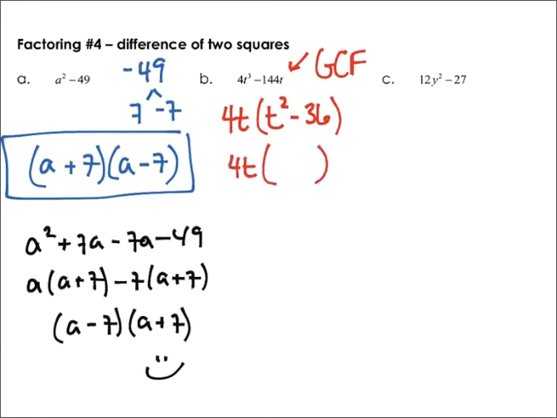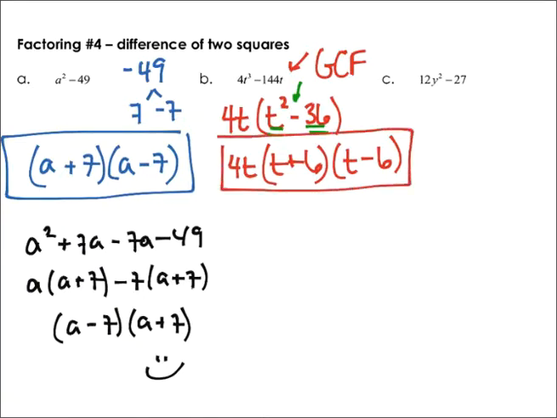What times what is t squared? T times t. What times what is 36? 6 and 6. We need a plus and a minus. This will always work for difference of squares. You know it's a difference of squares if there's a minus in between and both of your terms are perfect squares, meaning you can multiply something by itself to get that back.